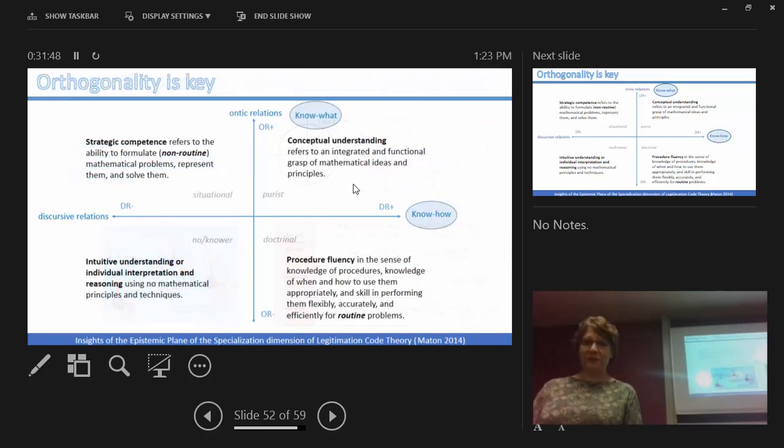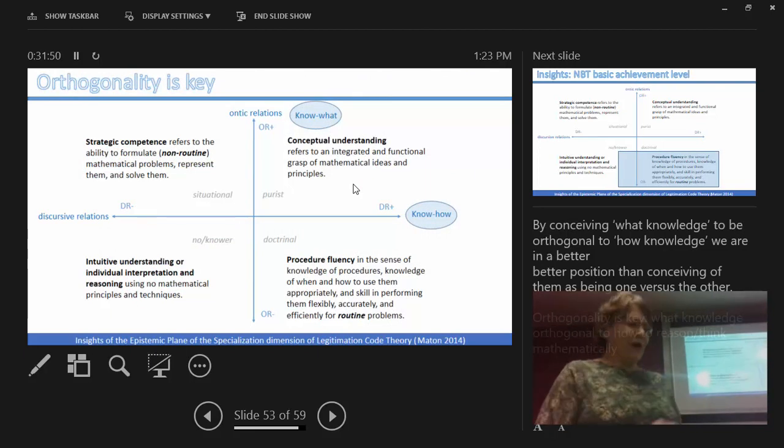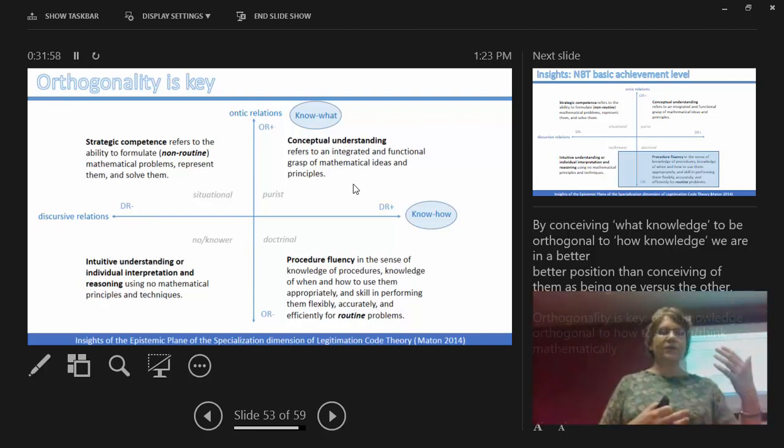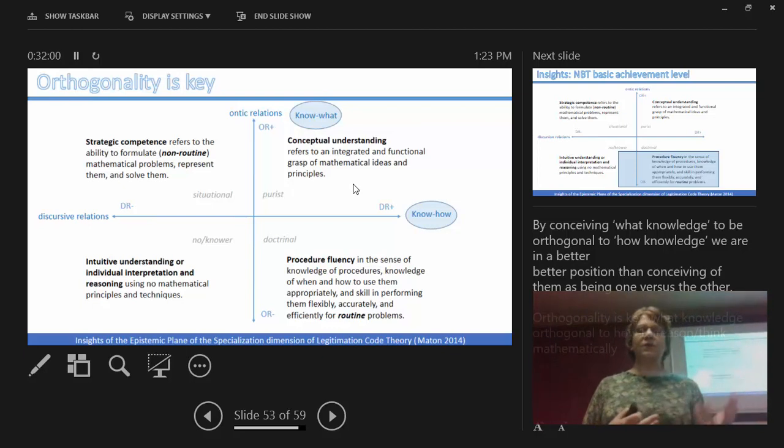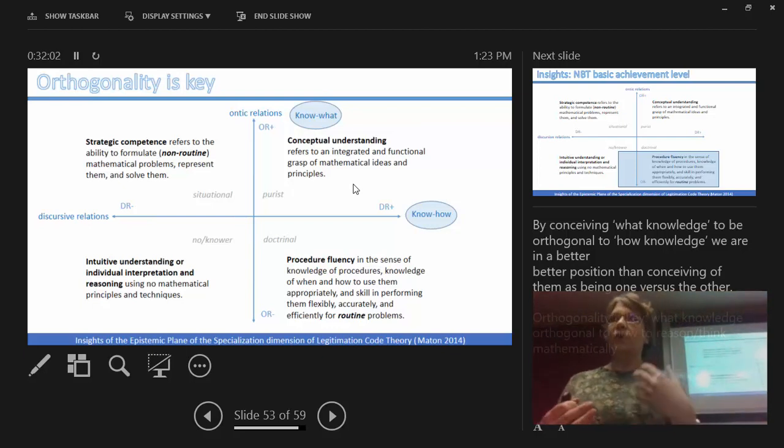So those are the examples. You're off the hook now with the maths. All right, so I've tried to argue that orthogonality is key in trying to help our students move from their more intuitive understanding, a more intuitive reasoning of mathematics, towards more of a mathematical reasoning.